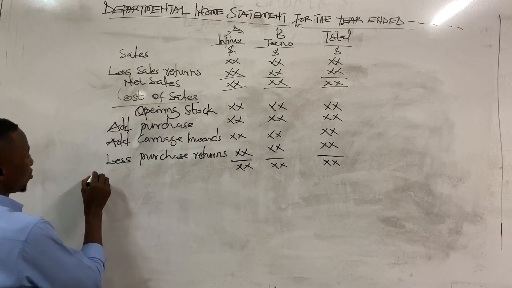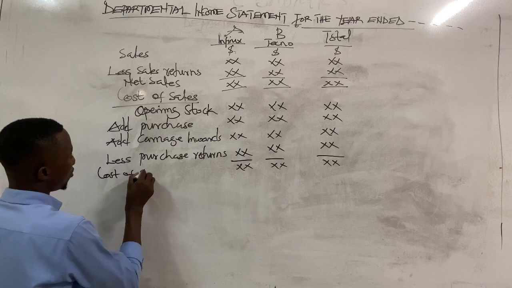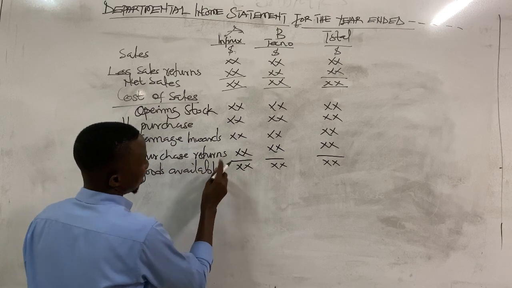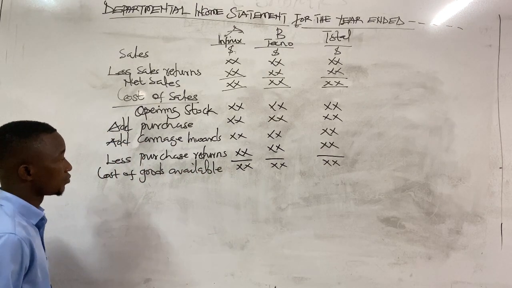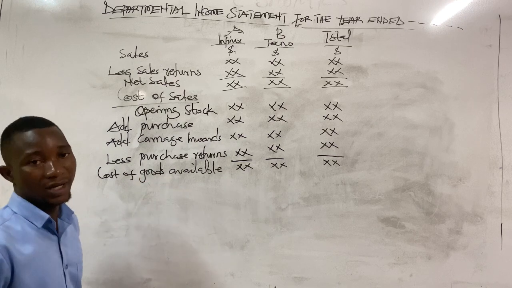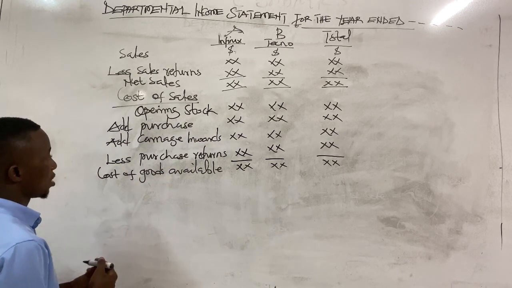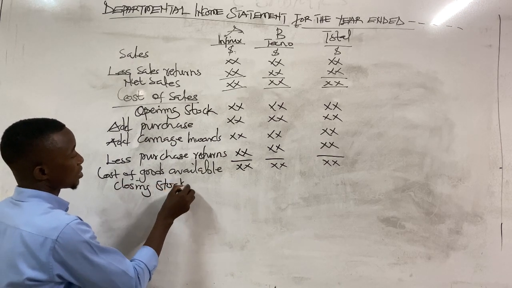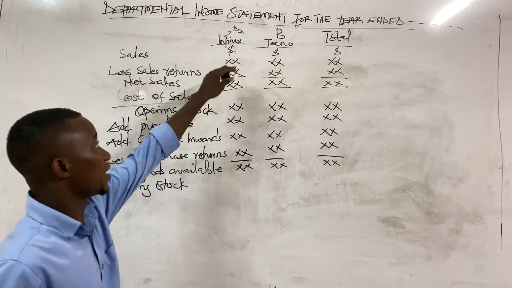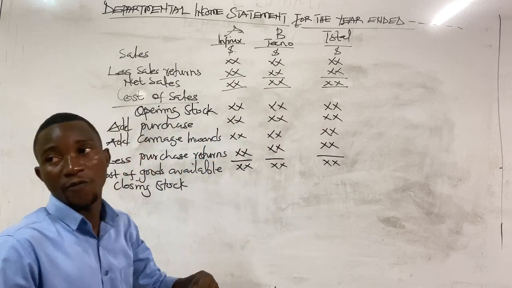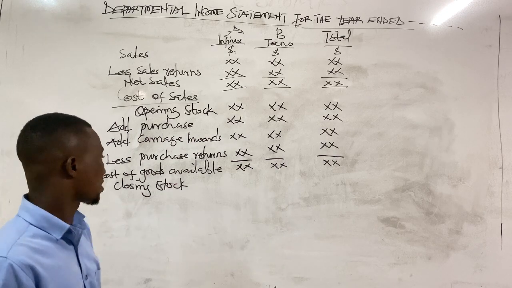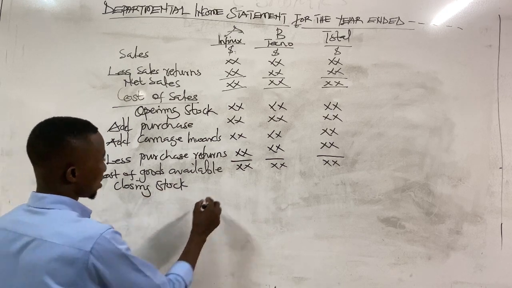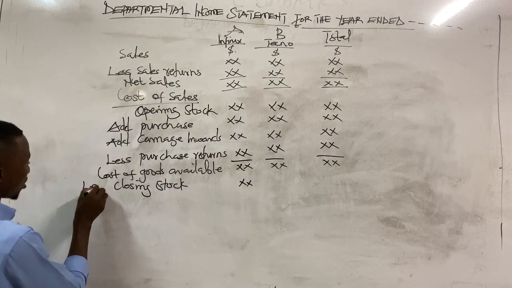And this amount is what we call the cost of goods available. That's available for sale. Is that okay? After arriving at the cost of goods available for sale, then we less our closing stock, okay? This means that this is the stock of both departments available for disposal or available for sale to our customers, okay? So at the end of the period, if there is a closing stock, then we subtract it. So we less the closing stock.